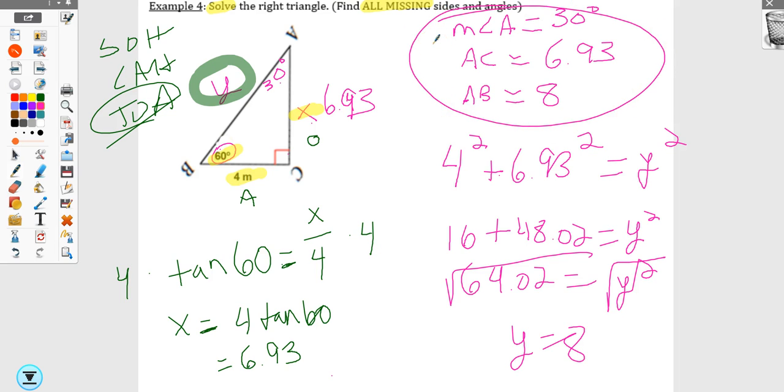So it didn't matter which one you chose to do first. You could have easily chosen to find y first and just pick your trig function. But the important thing is to figure out what you're trying to find first, the angle you want to use, and the given side length. And that's going to direct you at what trig function to use.